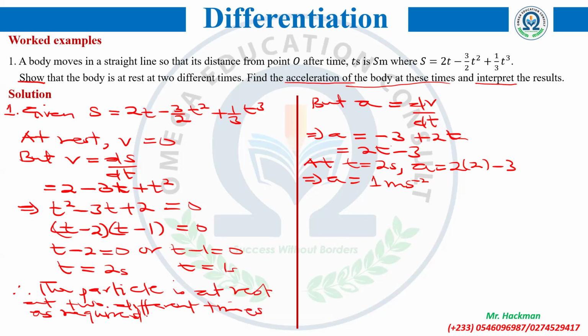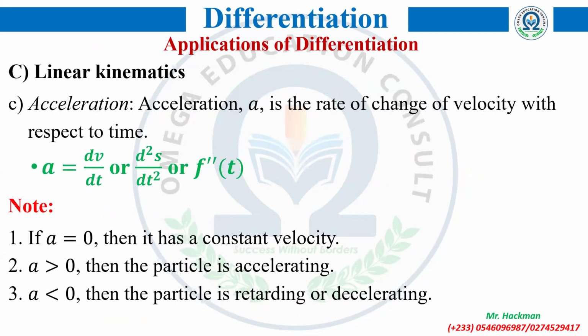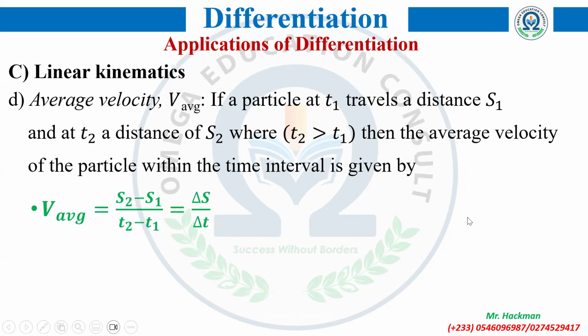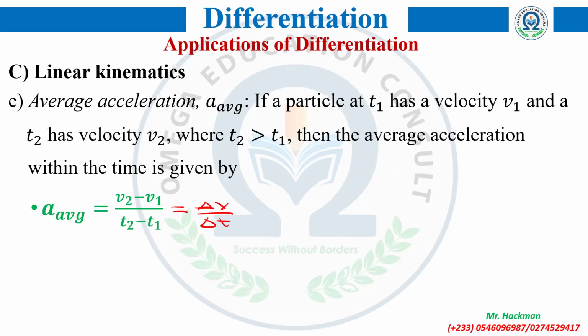Then here we want to interpret our results. So we found it, and we are going to interpret our results. Let's see. A is positive, and we said if A is positive, it means your particle is what? Let's go back and see, especially the science students: accelerating. The particle is accelerating.